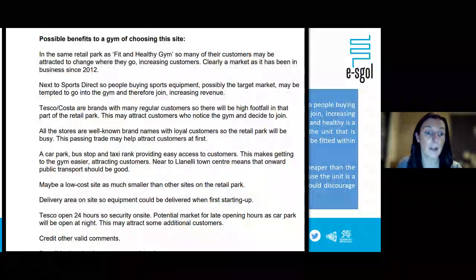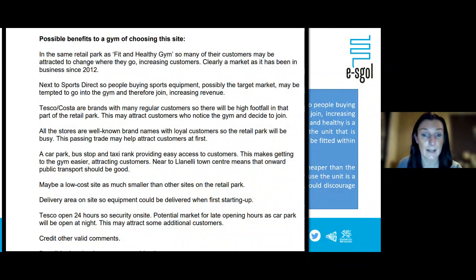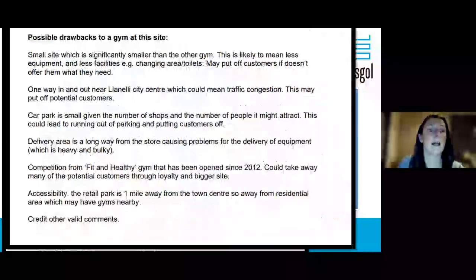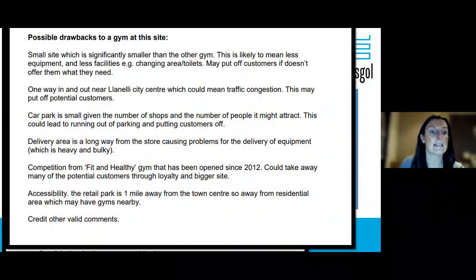All the stores are well known. There's a car park, bus stop and taxi rank there. Possible drawbacks are the fact that the car park is small. The delivery area is a long way away. There's competition from Fit and Healthy Gym, which has actually been there a very long time. So, are you going to get the customers?